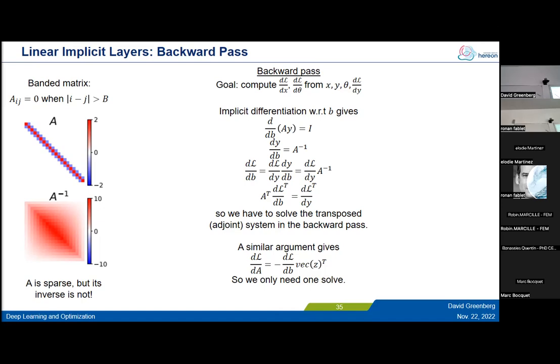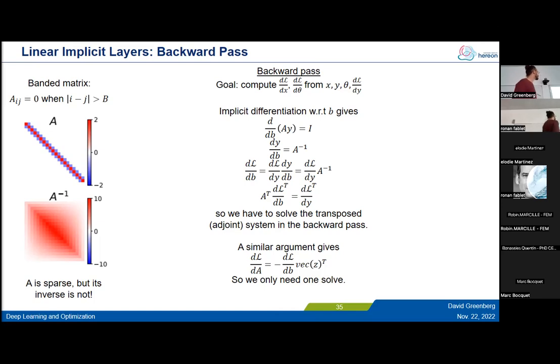Now this is what we're backpropagating from the next layer, right? So we know this. We know the loss gradient with respect to Y. This is what we want: the loss gradient with respect to the constant term of the linear system. And now here, this is interesting, right? We end up with a new linear system to solve. This is the adjoint. So originally we solved AY equals B in the forward pass. Now we need to solve A transpose times the unknown gradient of the loss with respect to B equals the known gradient of the loss with respect to the output that we already computed on the forward pass.